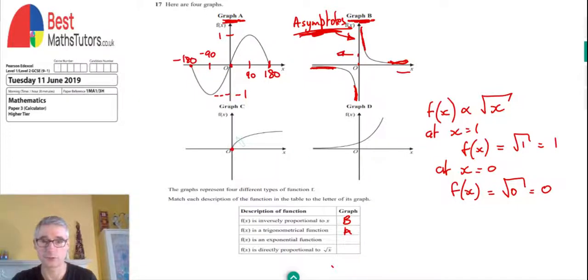So if we were left with graph C and graph D as a choice, we'd have to choose graph C because we know that graph D doesn't go through the origin.